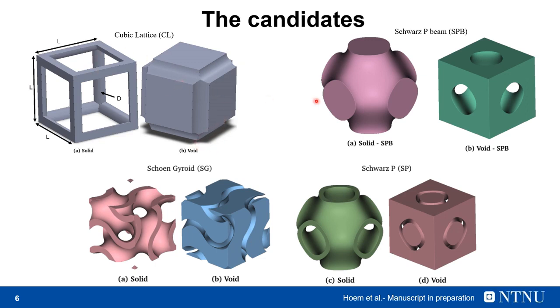Here is a cubic lattice, Schwarz-P beam, Schwarz gyroid, Schwarz-P. Schwarz gyroid and Schwarz-P have a much higher surface area than the cubic lattice and the Schwarz-P beam. In addition, Schwarz gyroid has 2 voids and 1 solid, same with the Schwarz-P beam.